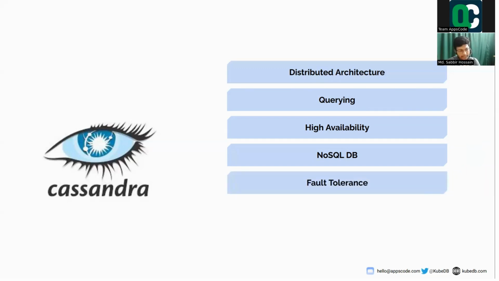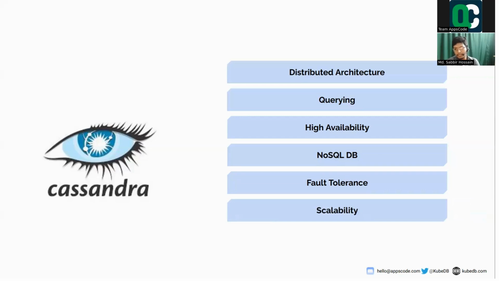Again, fault tolerance. Cassandra ensures fault tolerance through data replication across multiple nodes. If a node fails, others automatically take over, enabling continuous availability without data loss.